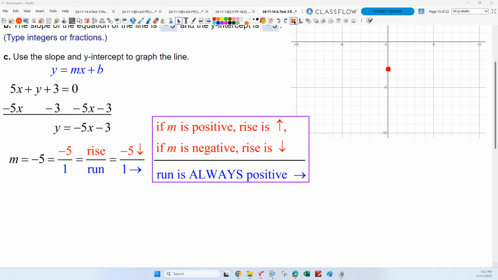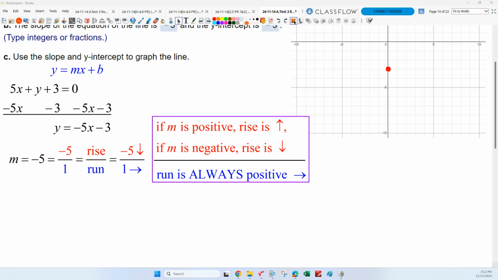Let's remind ourselves about slope here for a second. Sometimes people get mixed up making these slope triangles. The mistake that I sometimes see is they make their run backwards. Never. The run always goes to the right. The rise could be positive or negative. A positive rise means you're going vertically up. A negative rise means you're going down. The run is always positive.